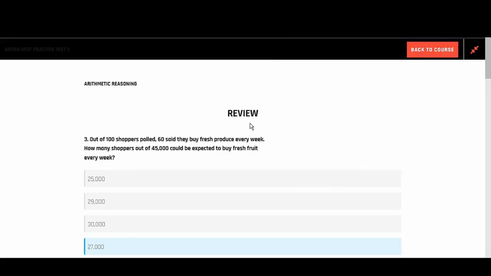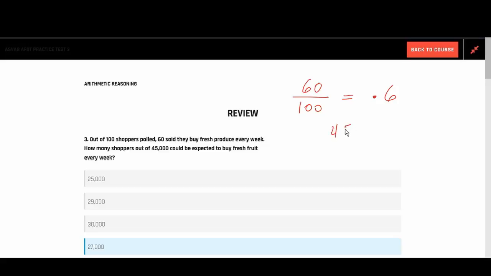Alright, number 3. Out of 100 shoppers polled, 60 said they buy fresh produce every week. How many shoppers out of 45,000 could be expected to buy fresh produce every week? Okay, so we're told 60 out of 100 polled said they buy fresh produce. This is the equivalent of 0.6. To solve this problem, we're going to extrapolate this 0.6 to 45,000.